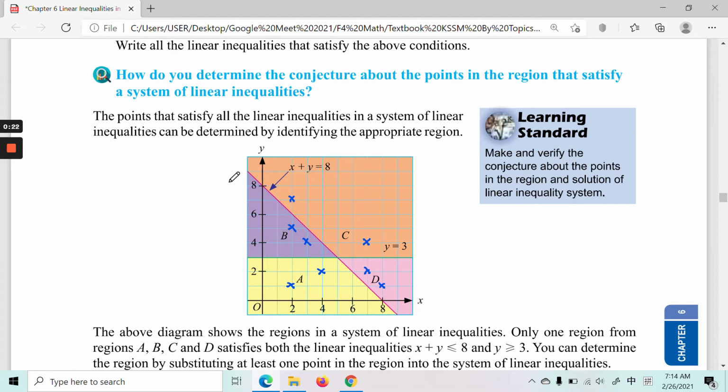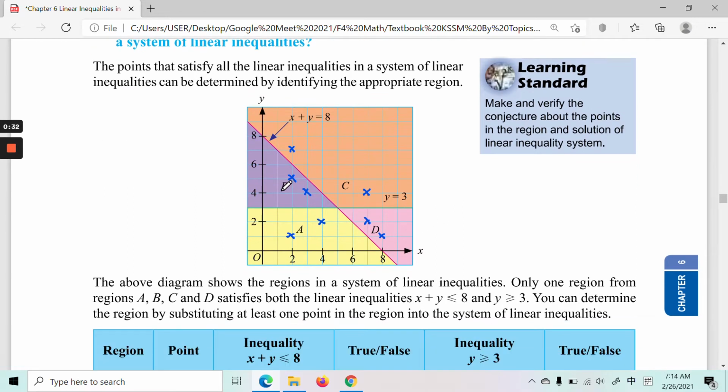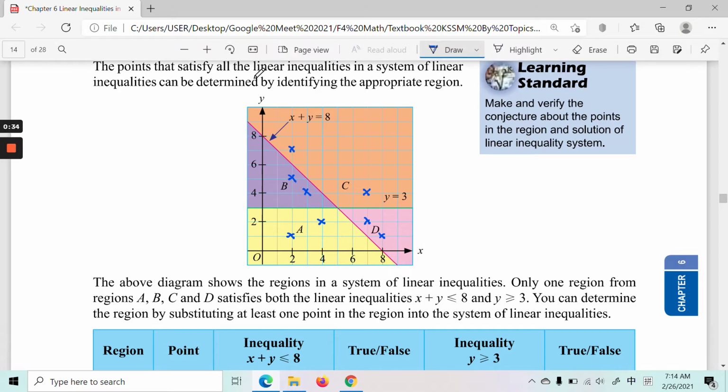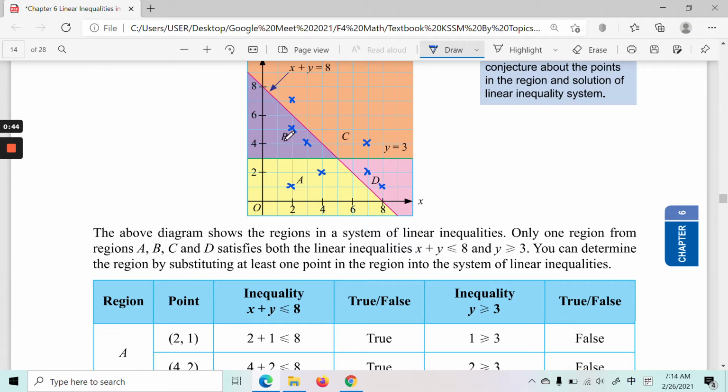So this part, you will have a few inequality, then you need to find the region which is satisfied by both inequality. So how are we going to do this? Look at this. Okay, the point that satisfies all the linear inequality in the system can be determined by identifying the appropriate region. So look at this diagram. You have four regions. Okay, look at inequality first. You have 1, 2 inequality, and because of these two inequality, we can divide into four regions: region A, region B, region C, region D.